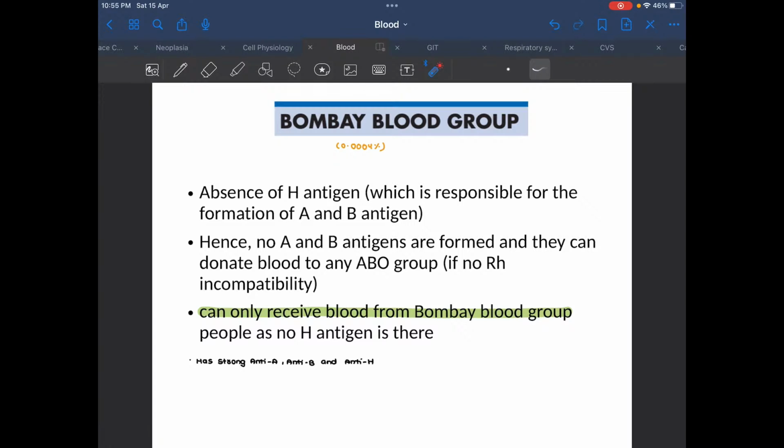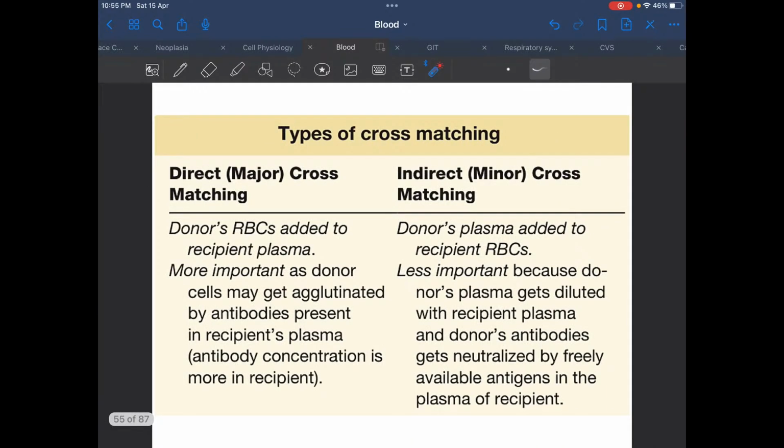So neither you can give O, neither you can give A, B, कुछ नहीं दे सकते. सिर्फ आप क्या दे सकते हो, एक ब्लड ग्रुप जिसमें खुद ही H antigen नहीं है. ठीक है, या A antigen नहीं है, B antigen नहीं है. And what is that blood group? It's Bombay blood group. Okay, so whenever you cross match, we have two types of cross matching.